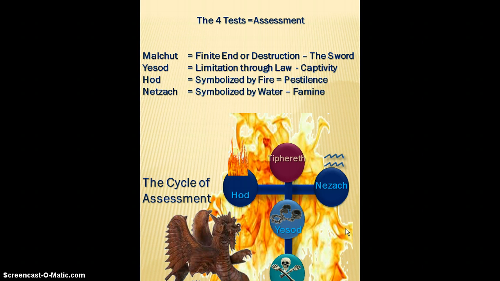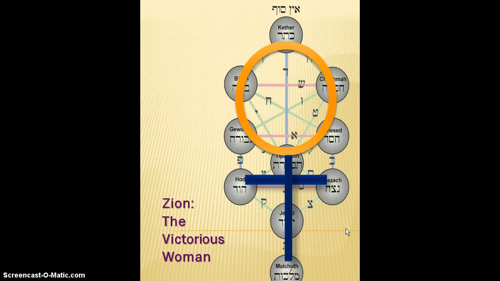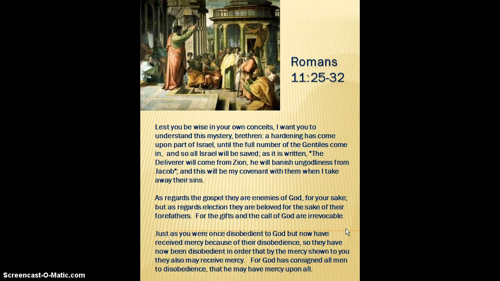But the whole process altogether is known as being in the furnace, and so it is represented by fire. Together, both the creative process and the assessment process is Zion. It is the kingdom in perfect harmony, the victorious woman.